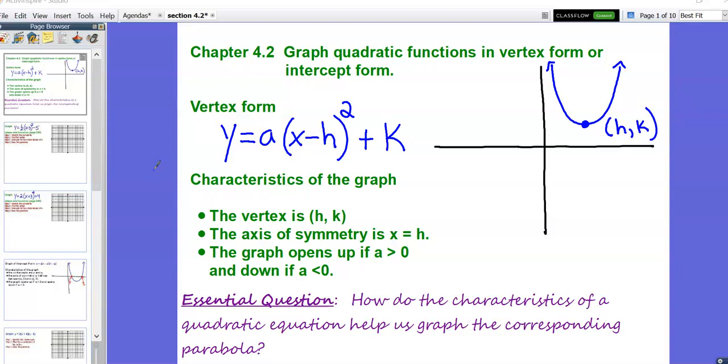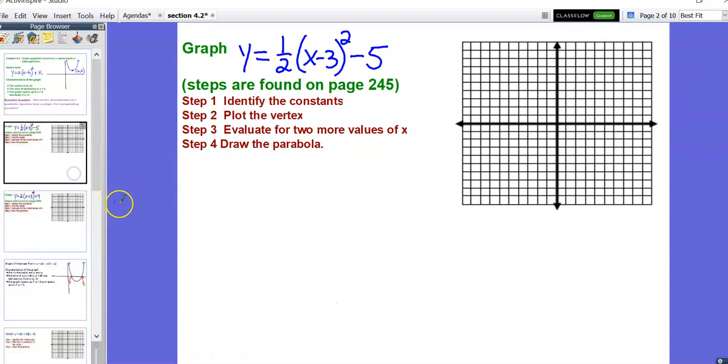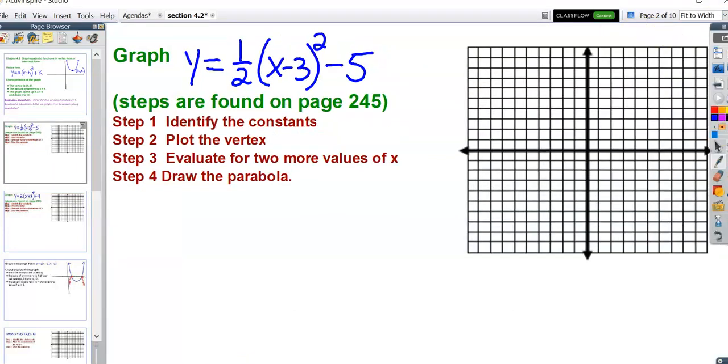You may have learned in algebra that if a is greater than 0, you have a smiling or an open up parabola, and you have a frowning or an open down parabola if a is less than 0. So let's look at an example. We'll zoom in a little bit for you.